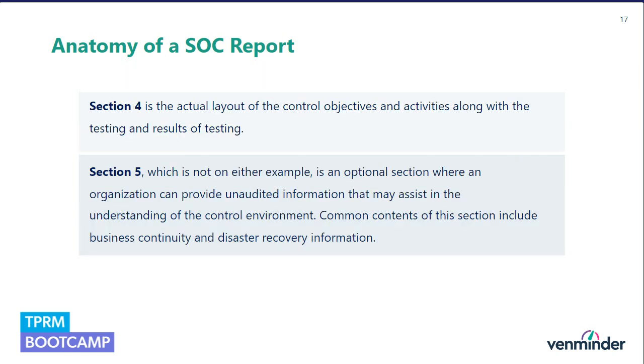So section 4 is the actual layout of the control objectives and activities along with testing and results of testing. Section 5 is that optional section that I talked about a couple slides back that wasn't in our table of contents. Section 5 is an area where you'll see unaudited information that could assist in the understanding of the control environment. So some common contents of this section are business continuity and disaster recovery information, as well as management's response to exceptions is often found here.